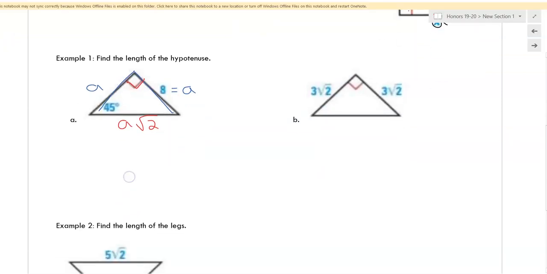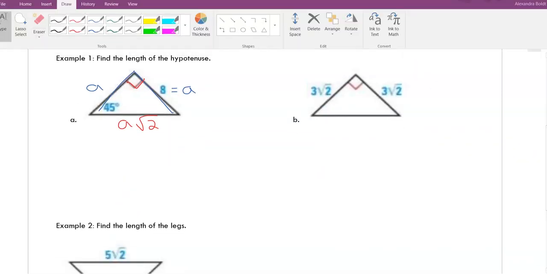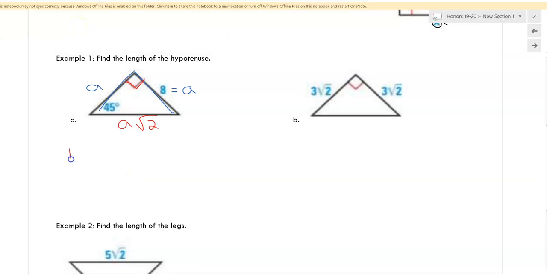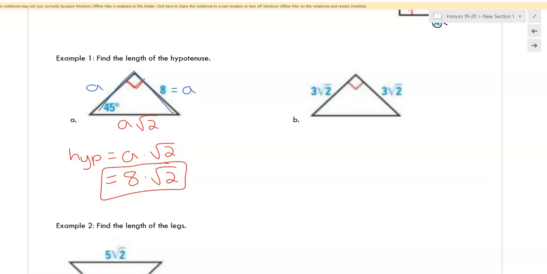So if our leg equals A, then our hypotenuse equals A times root 2. Well, I know A is 8. Okay? And that's all we can do. So those are quick.